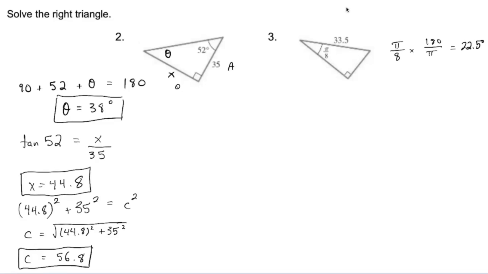So once again, we know we have 90 degrees plus 22.5 plus a missing angle, which is going to equal 180. Add 90 and 22.5, subtract it from both sides. And you'll find that the missing angle is 67.5 degrees. So we have the missing angle.